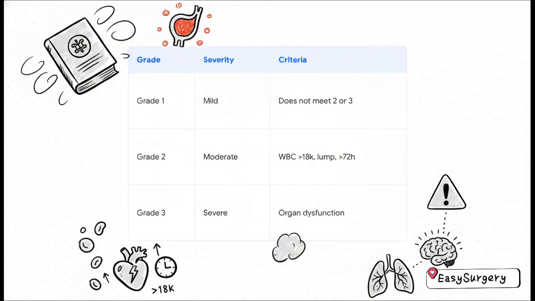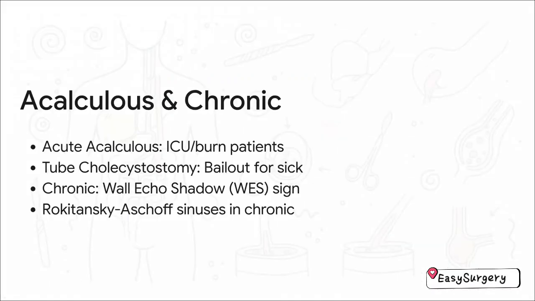Moderate cases escalate. Think a white blood cell count over 18,000, symptoms lasting more than 72 hours, a palpable lump, or signs of gangrene. But the absolute second the patient shows any sign of organ dysfunction, whether it's cardiovascular, neurological, or respiratory, bam, it is immediately classified as severe. But wait, what if there literally aren't any stones?